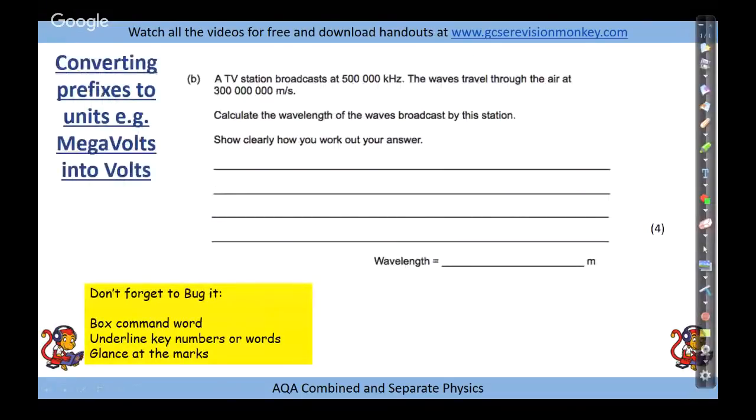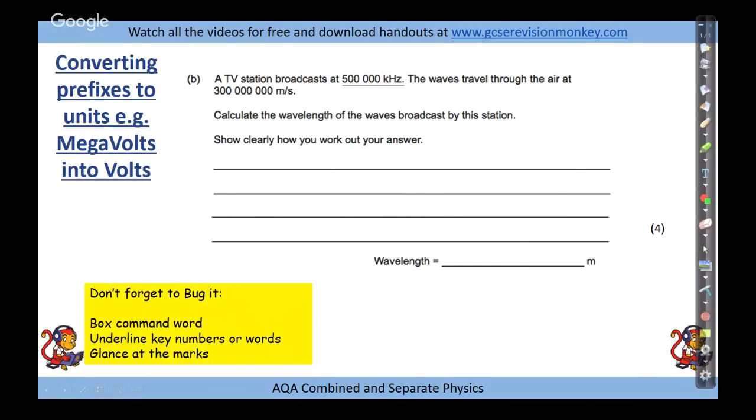Okay, so let's have a little look at some practice questions here, and we're going to see what other maths skills we might need. Okay, so this is a typical exam question from the waves section. A TV station broadcasts at 500,000 kilohertz. The waves travel through the air at 300 million meters per second. Calculate the wavelength of the waves broadcast by this station. Show clearly how you work out your answer. Could be up to 4 marks for this question.